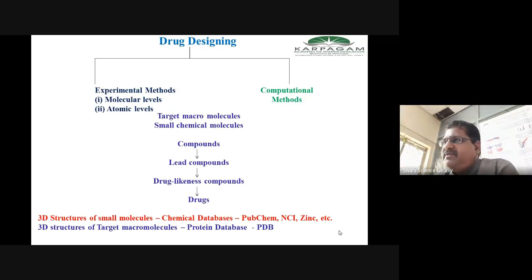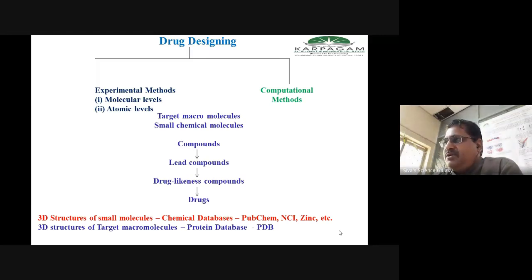Right. So where can we get the structural information? For small molecules, as you can see in the slide, the structural information can be obtained from chemical databases such as PubChem, NCI, Zinc, and so on. For macromolecules, the structures, in other words, can be retrieved from protein databases, PDB.